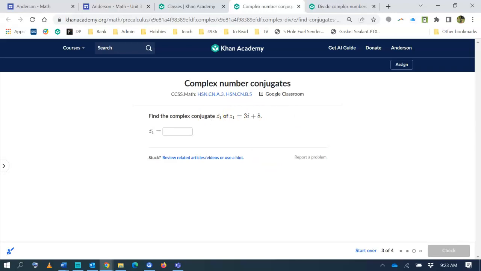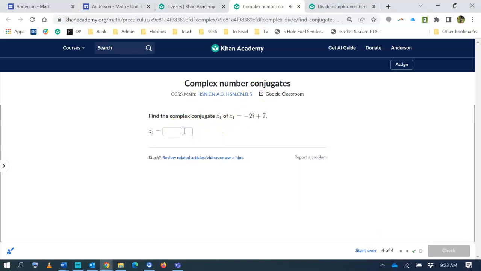Now this time, make sure you identify it is not written appropriately. We need to flip that. So it's 8 plus 3i. And now to find the conjugate of 8 plus 3i, we just take our second number and flip its sign. So 8 minus 3i. Let's try and get this one right. 8 minus 3i.